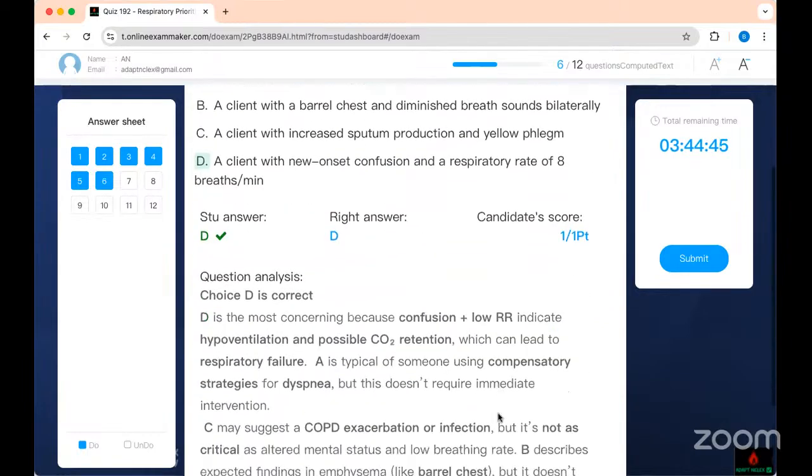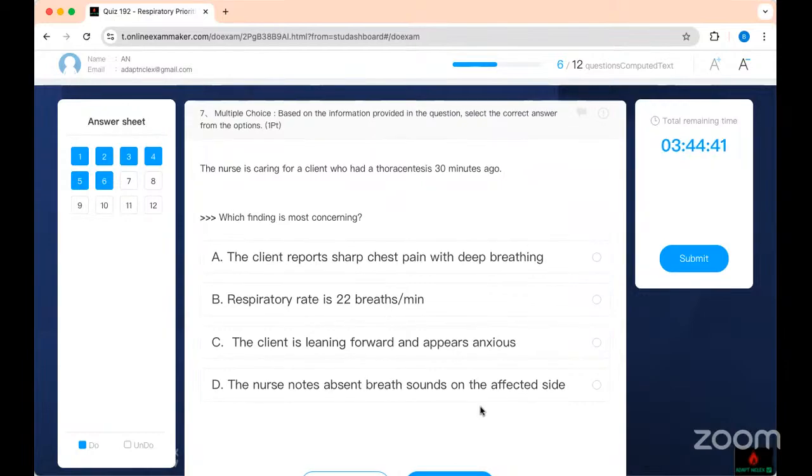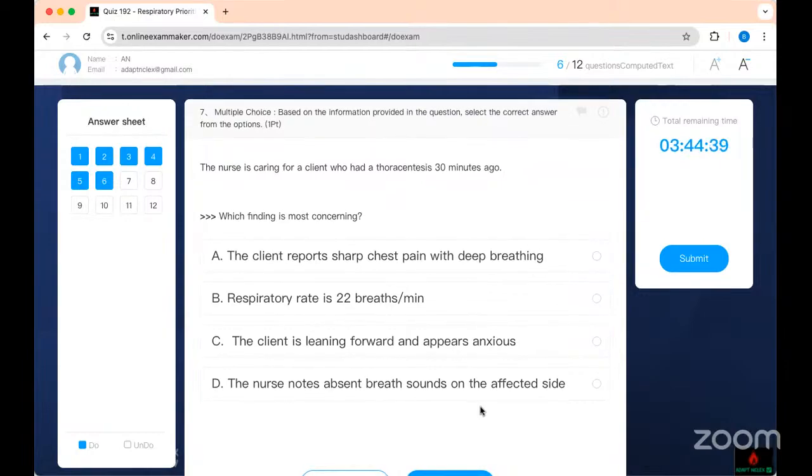Okay. Use the content to analyze the question. You'll be able to figure it out. Don't memorize the question. The answer is staring at you. It's a pick me. But you've got to go through the process, the mental gymnastics, to be able to figure out what is going on. And this is caring for a client with what? Thoracentesis. The buzzword is what? Thoracentesis. What? 30 minutes ago. Bring your content.